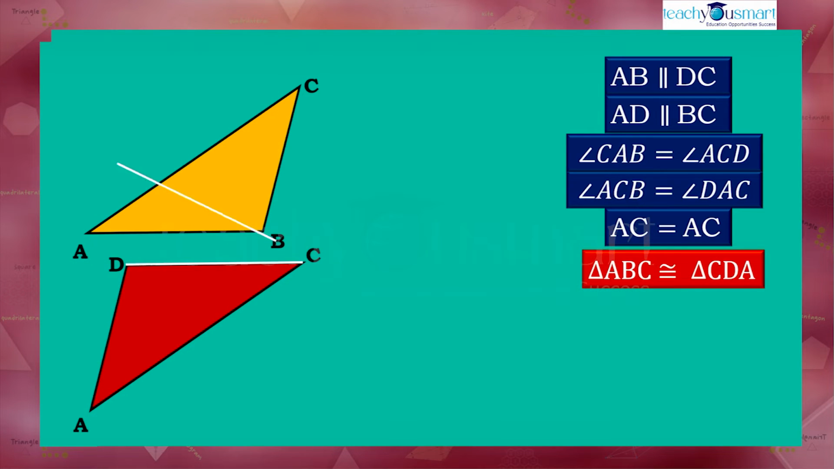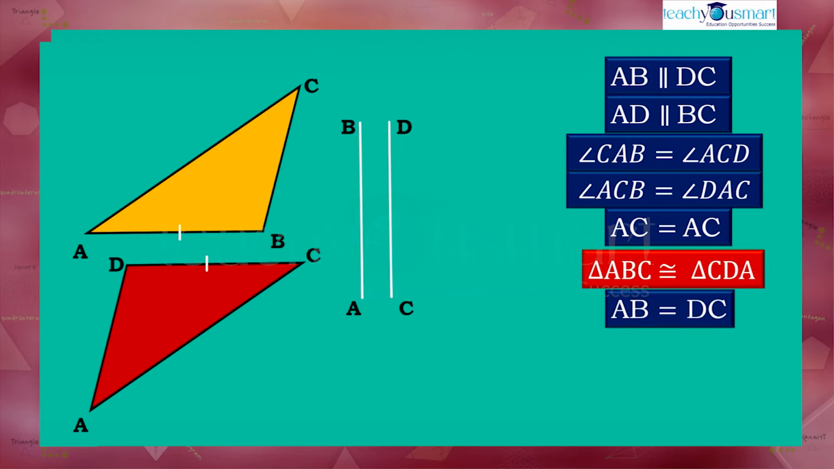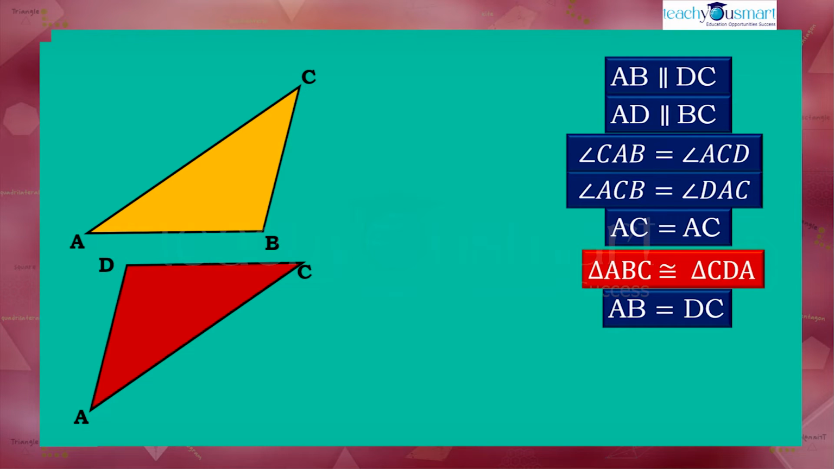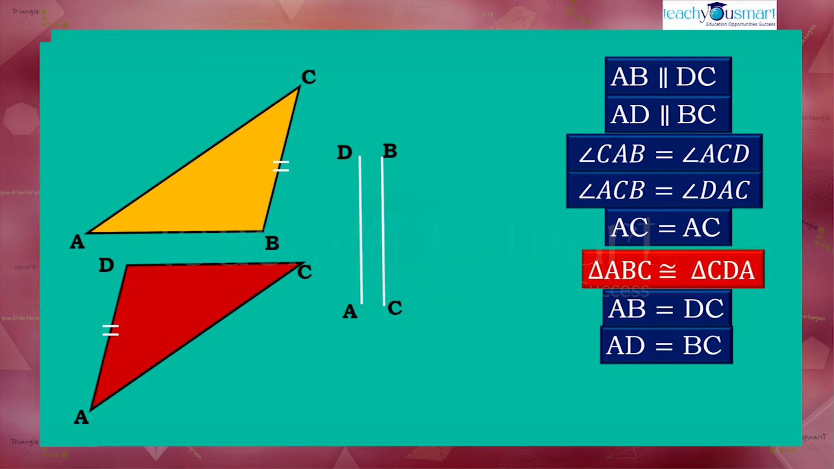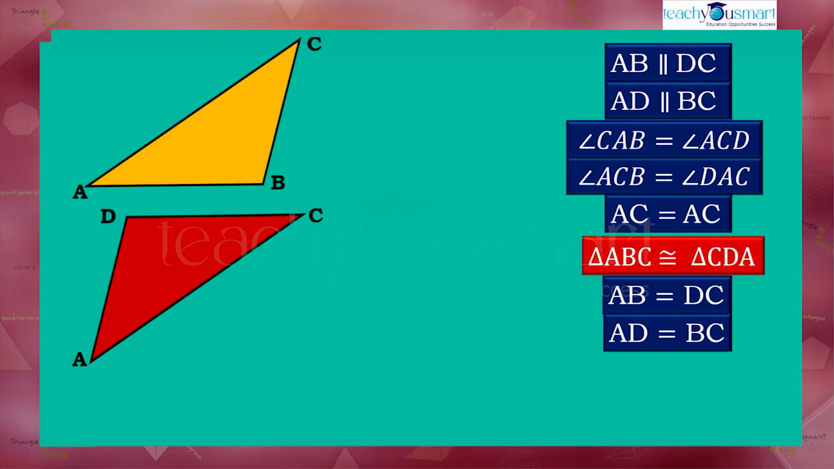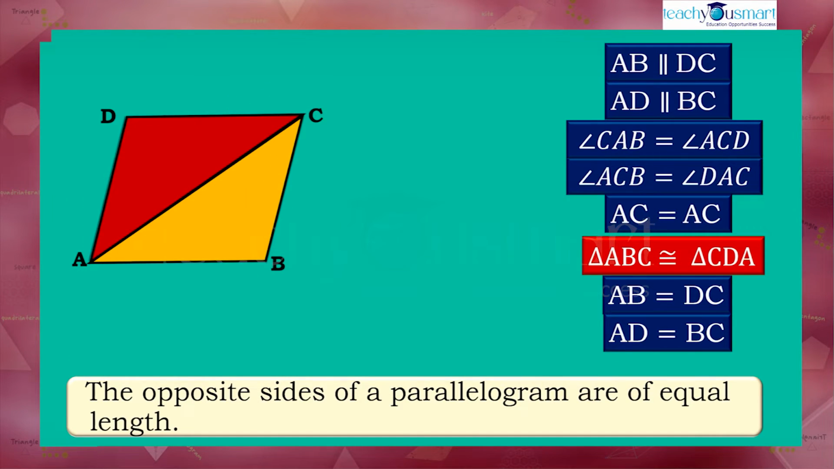Since AB and DC are corresponding sides of these congruent triangles, they are equal. Similarly, AD and BC are the corresponding sides of these congruent triangles. They are also equal. Thus we proved the opposite sides of a parallelogram are of equal length.